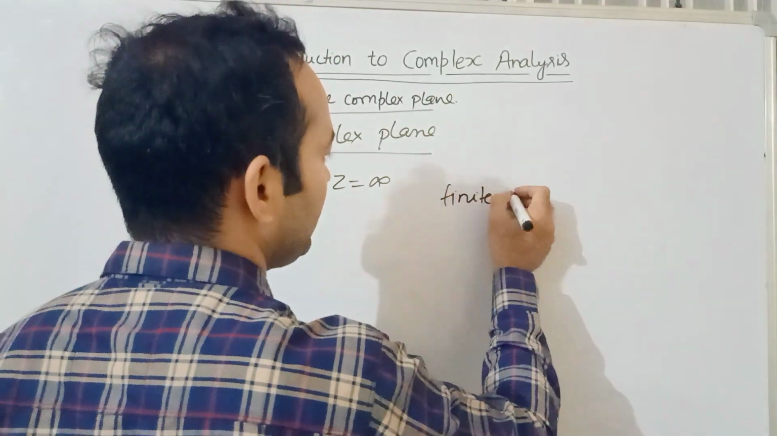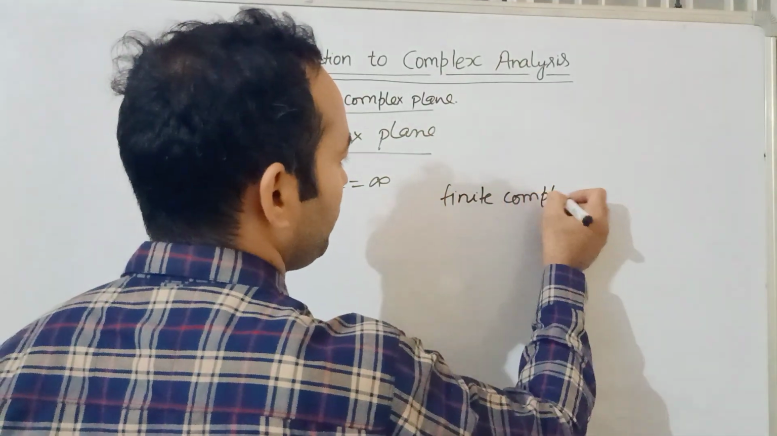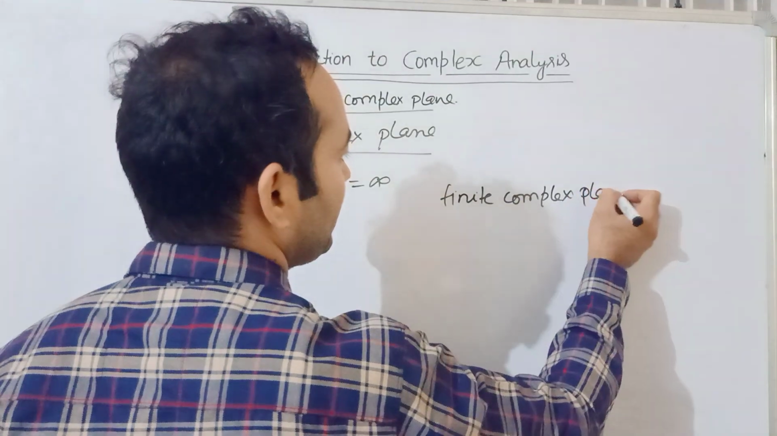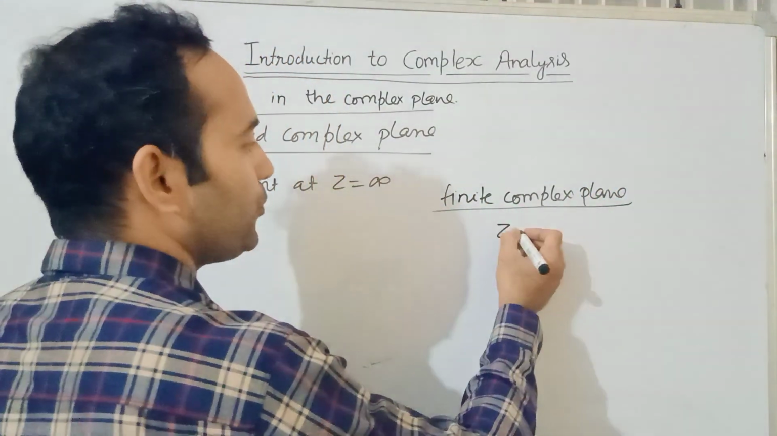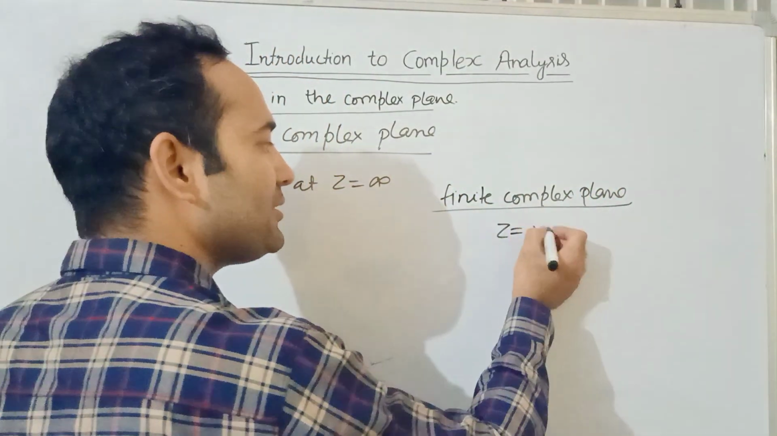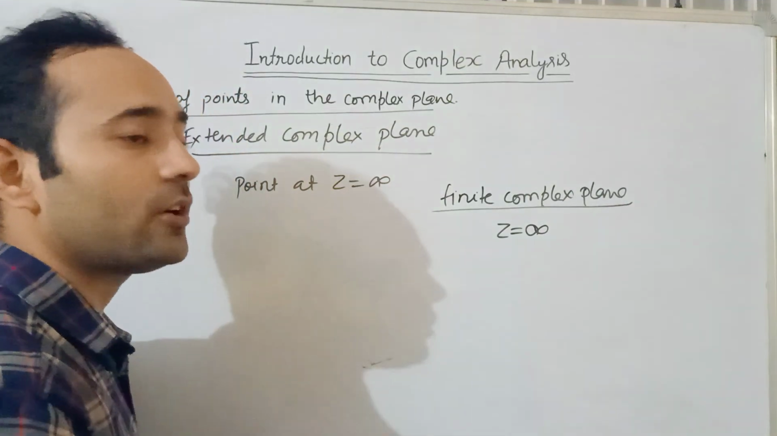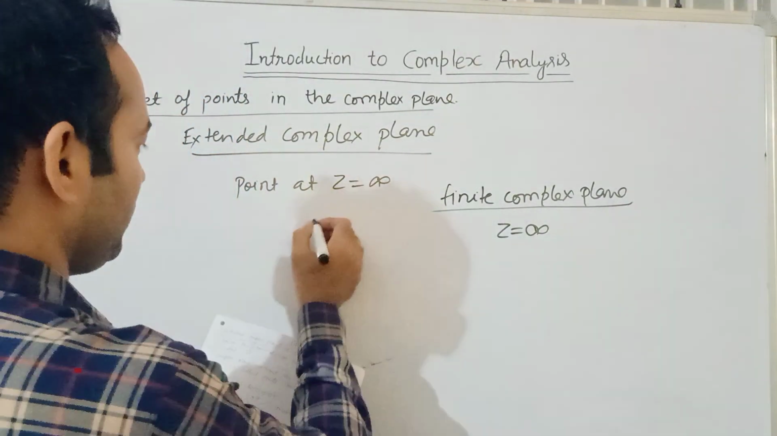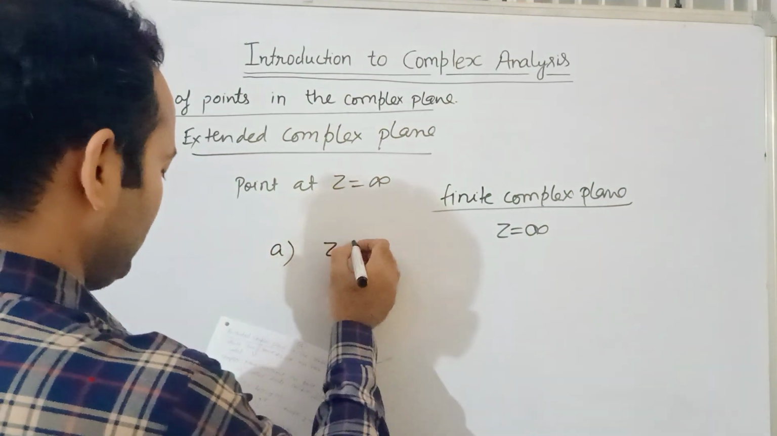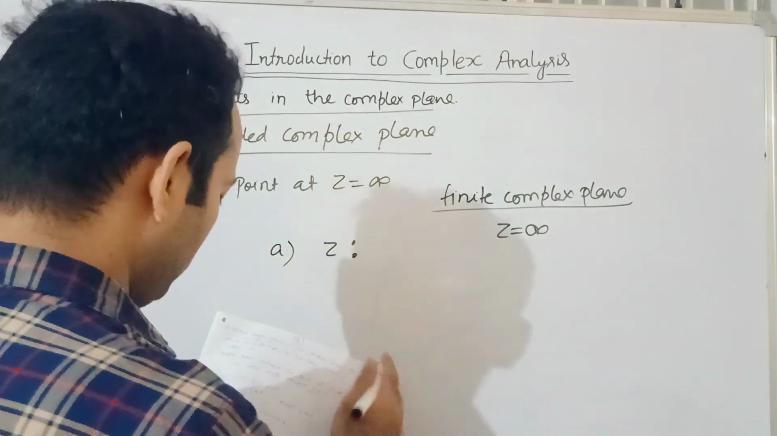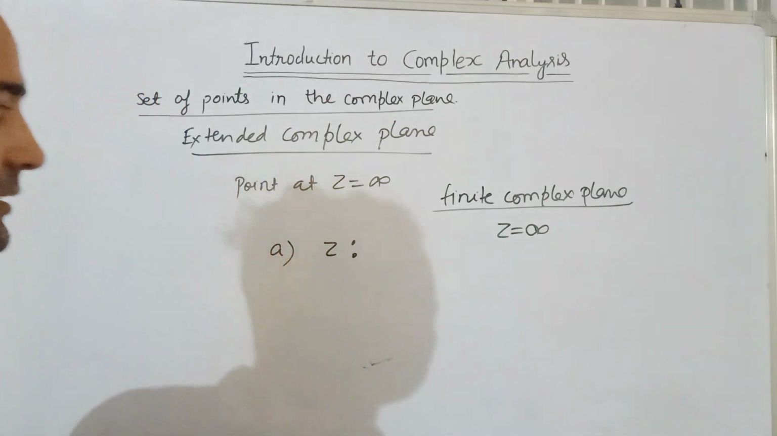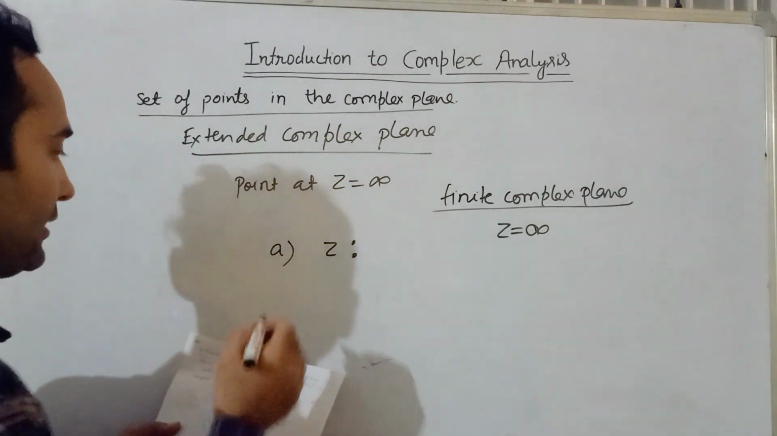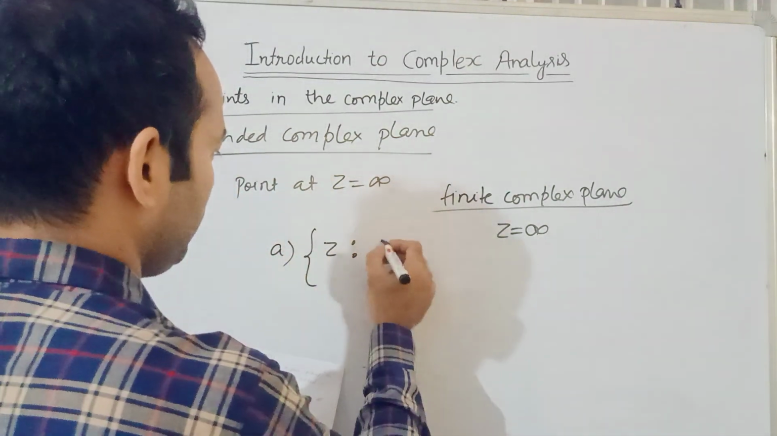So what is the finite complex plane? Where the point at z equal to infinity is not added to your domain, right? So let me just take an example. You have to plot z. So basically I am going to take examples, and you have to tell whether they are domains or not.